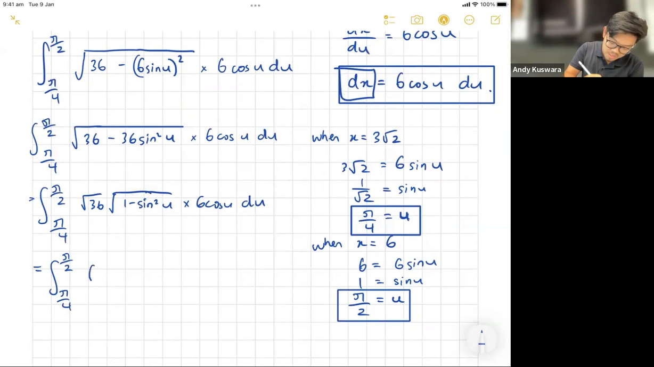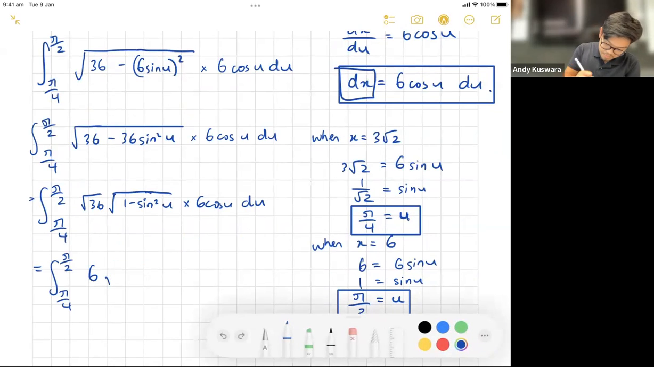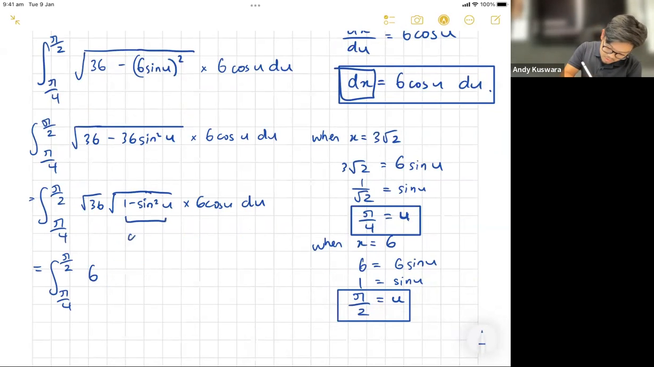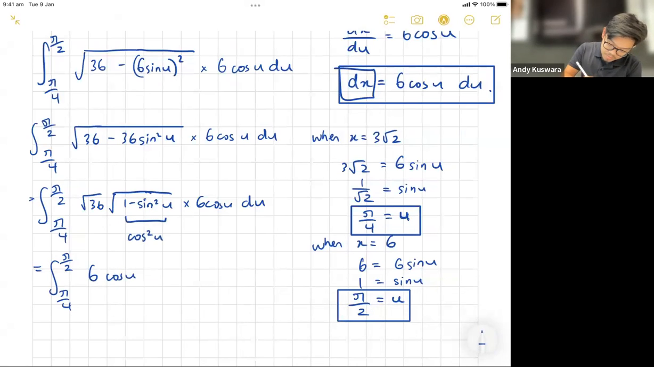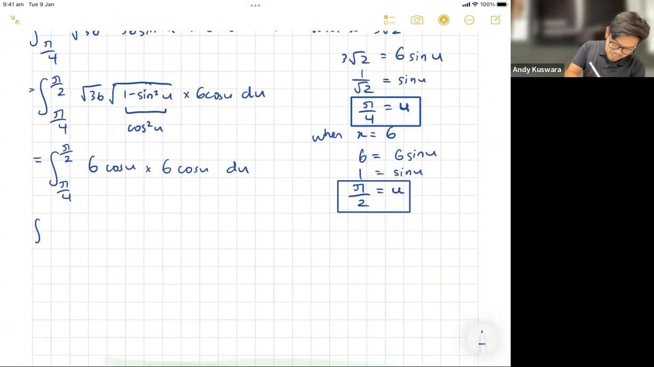Now the square root of 36 is 6. Okay, the square root of 1 minus sine squared u, I should probably make a note here. This there is cos squared u, isn't it? 1 minus sine squared u is cos squared u. So the square root of cos squared u is just going to be nice. It's just going to be cos u multiplied by, again, 6 cos u du. All right, we're getting there. So this is the integration between pi on 2, pi on 4 of 36 cos squared u du.